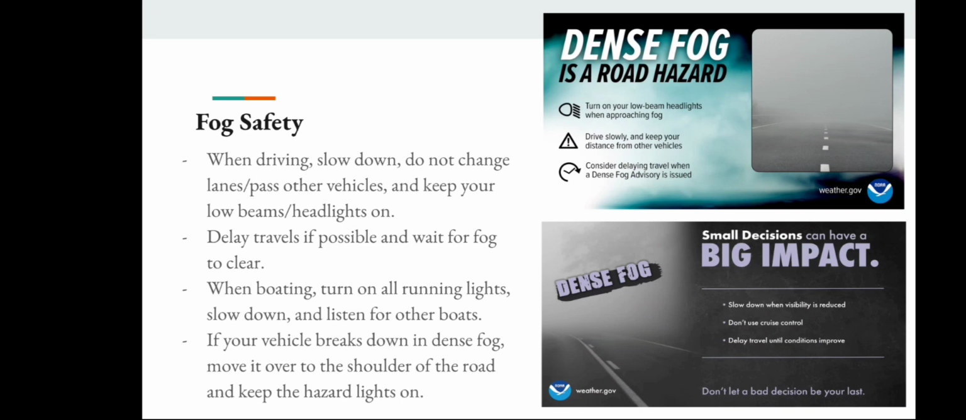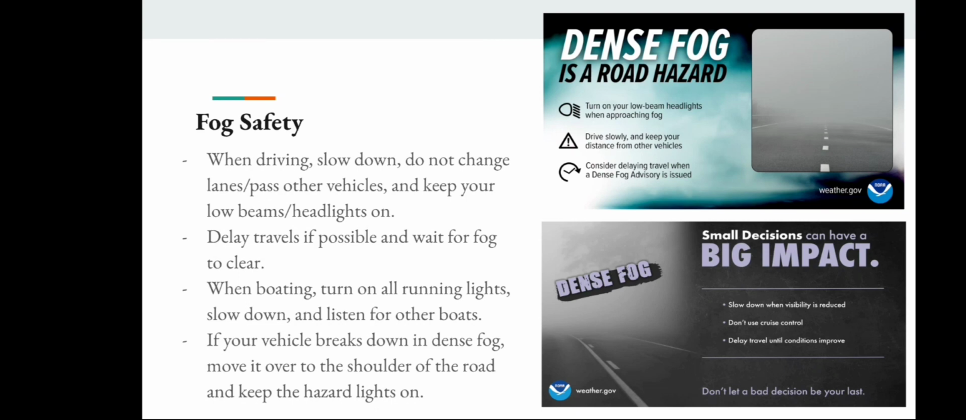So first, when you're driving, make sure that you slow down, do not change lanes or try to pass other vehicles, and keep your low beams and your headlights on at all times. But if possible, you can delay your travels and wait for that fog to clear off just to make sure that you don't get in any way of danger. So if you can delay your travels, please do that instead and just wait for that fog to clear off.